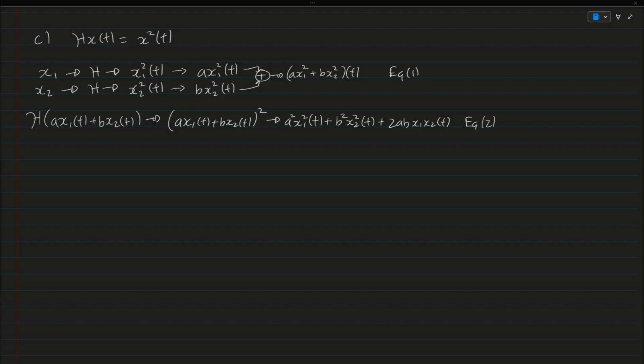So the system is not linear. We decided equation 1 does not equal equation 2. Therefore, non-linear.